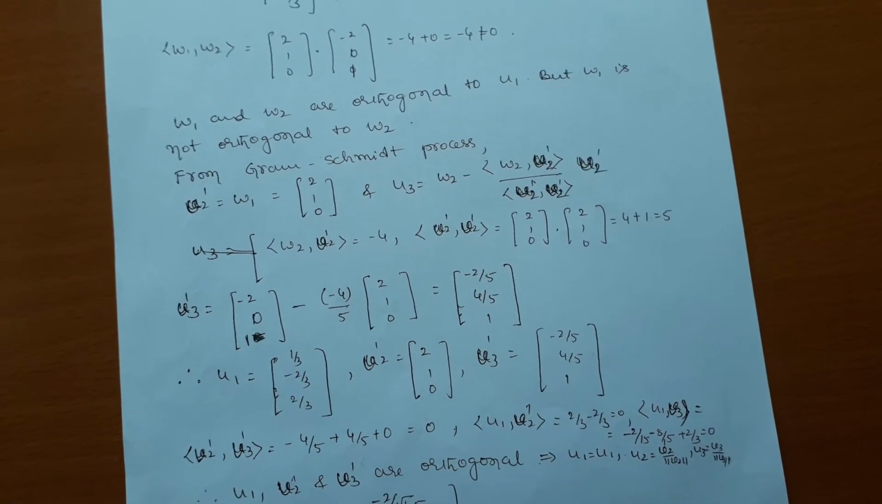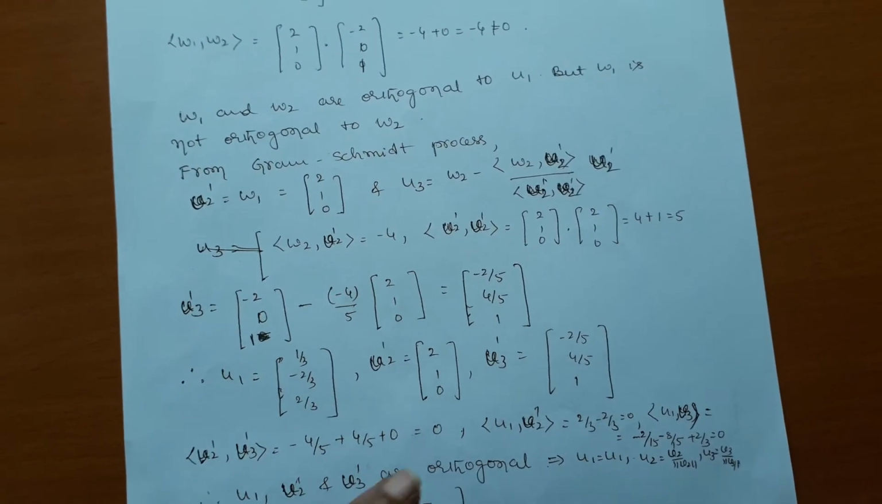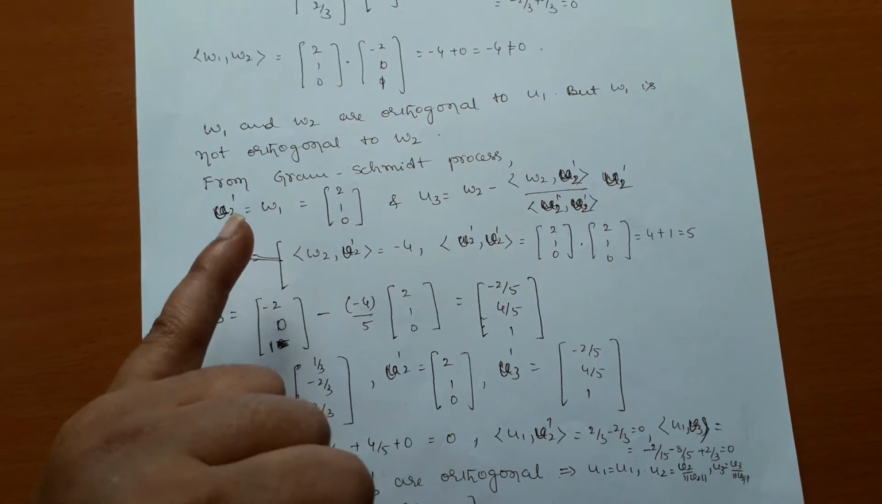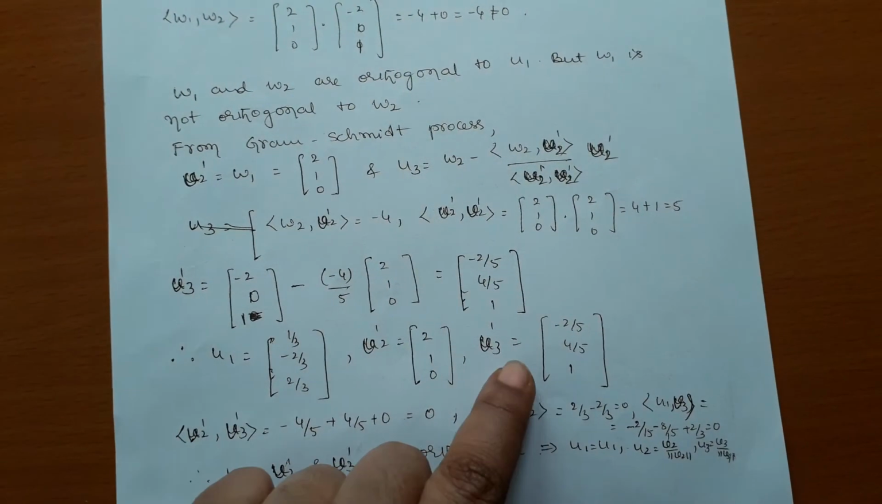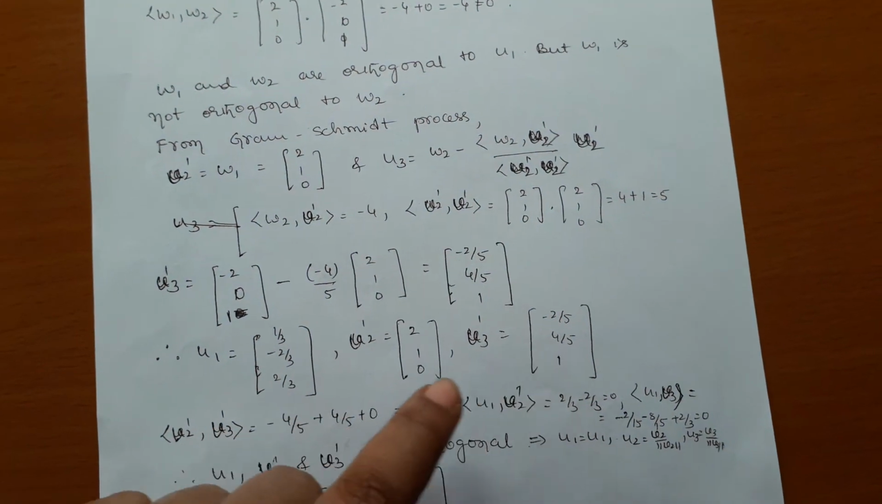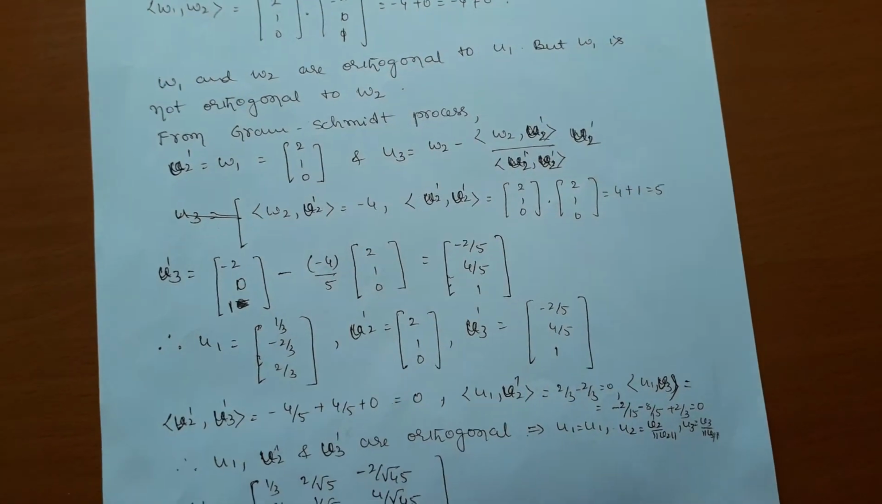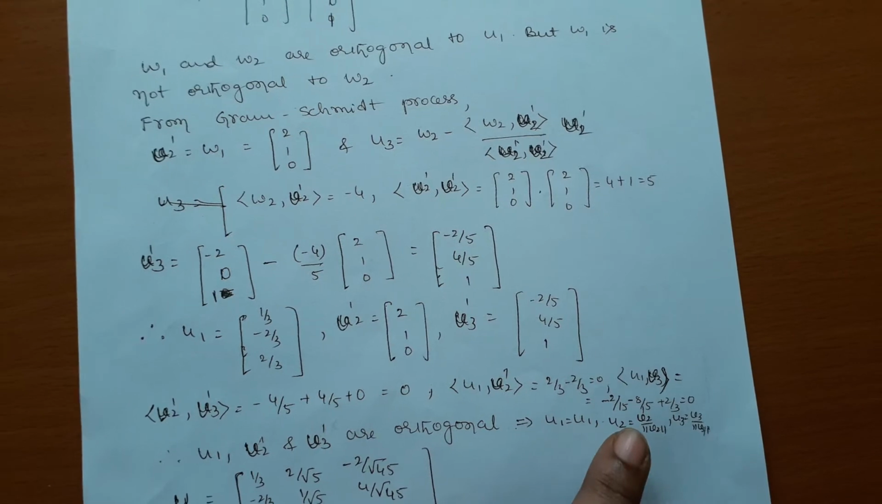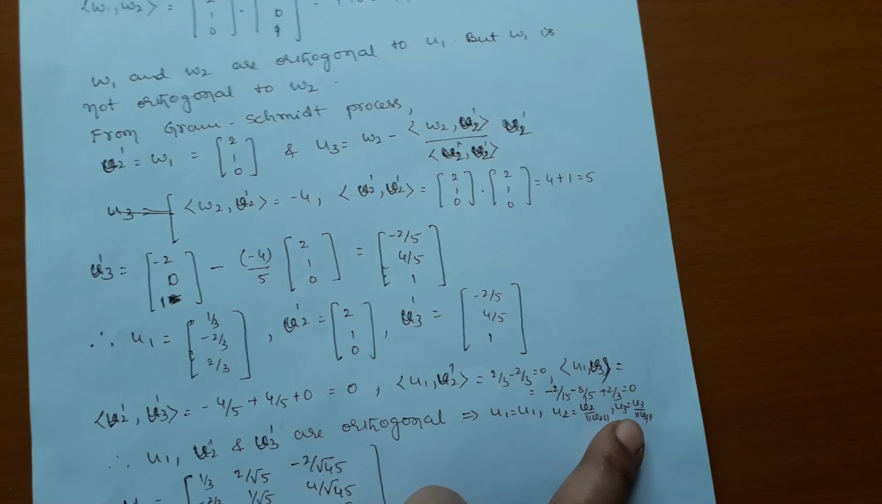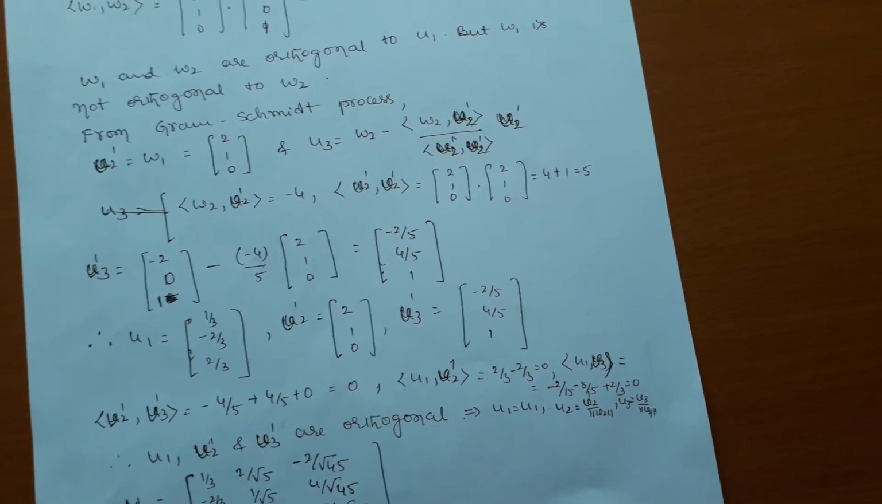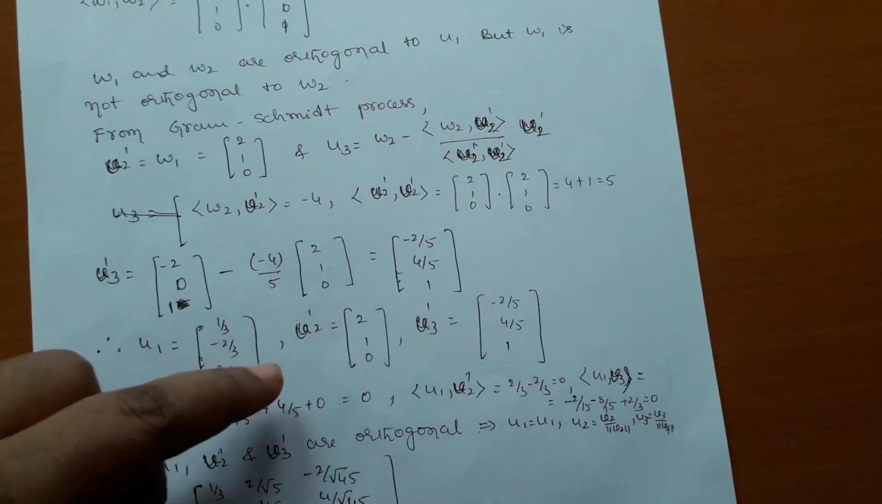U1. U1 is a unit vector, but the W1, W2 generated from U1 are not orthogonal. Again I have to convert to orthogonal, that is V2 prime and V3 prime. You normalize these two. Please try to understand. U1 needs no normalization, that's why U1 is equal to U1. What is U2? V2 prime over the norm of V2 prime. And U3 is V3 prime over the norm of V3 prime. You take the norm of these two.